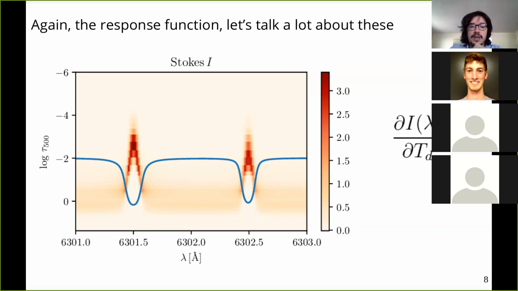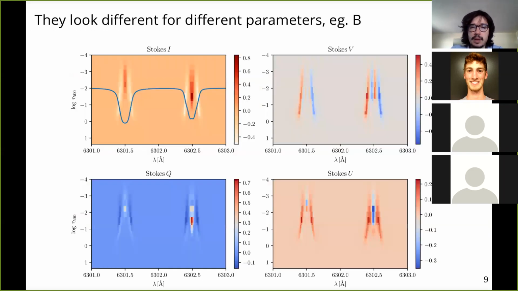And another difference of these so-called response functions with what you might use otherwise, which are, let's say, contribution functions or the log tau equals 1 depths or log tau equals 0 depths and so on, is that response functions discriminate between different Stokes parameters and different physical parameters. So I can plot the response function to the magnetic field for each of the Stokes parameters separately.